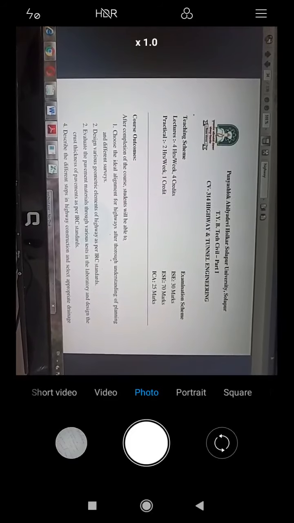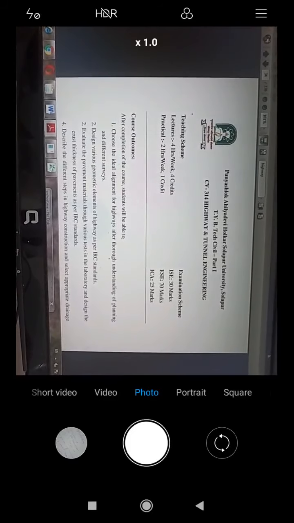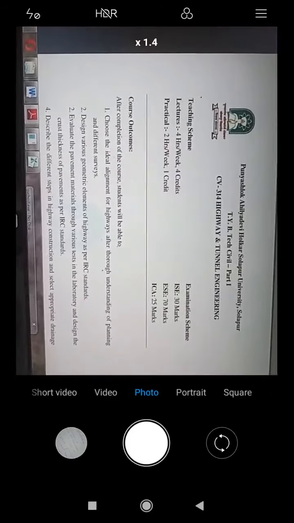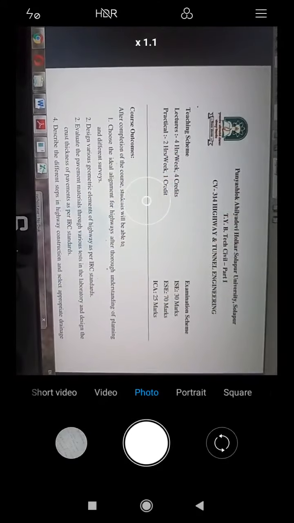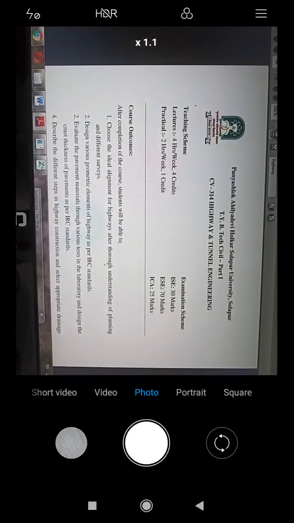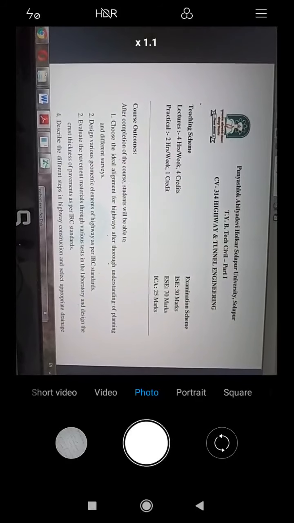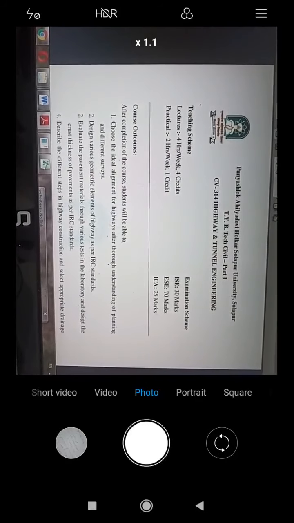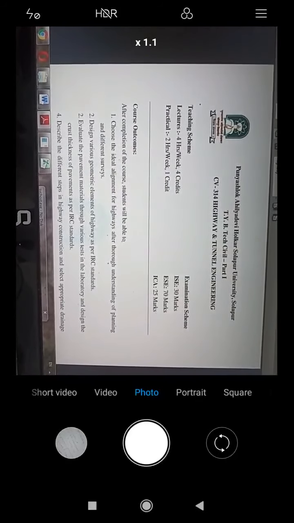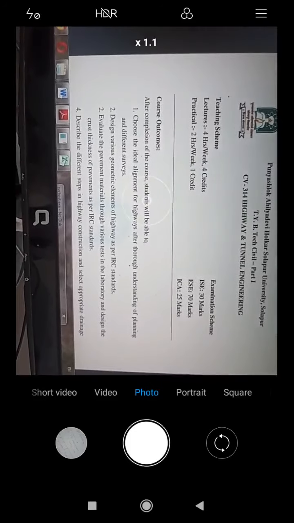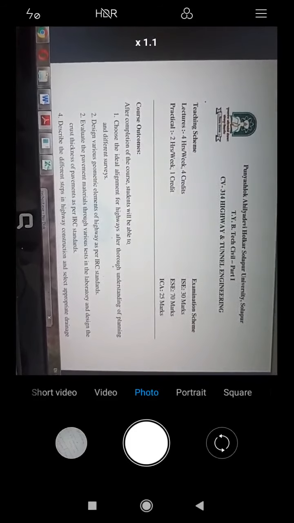Then, as we know, the examination scheme is like this: ISE, meaning in-semester examination, is for 30 marks, ESE, the semester exam, is 70 marks, and ICA, meaning internal continuous assessment, is for 25 marks.